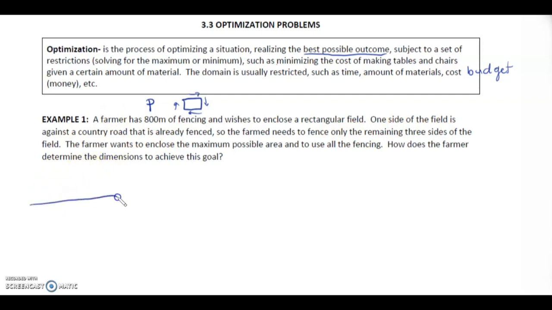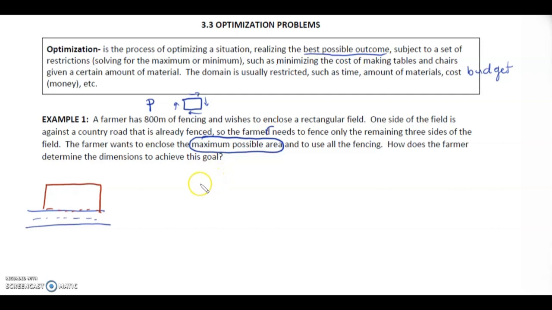Okay, so here's going to be the road, right? And that road already has a fence on it. So now we have 800 meters of fencing, but we actually only have to fence in these 3 sides to make a rectangle. That was already fenced. Okay, so the farmer needs to fence only the remaining 3 sides of the field. The farmer wants to enclose the maximum possible area to use all the fencing. Okay, so how does the farmer determine the dimensions to achieve this goal?